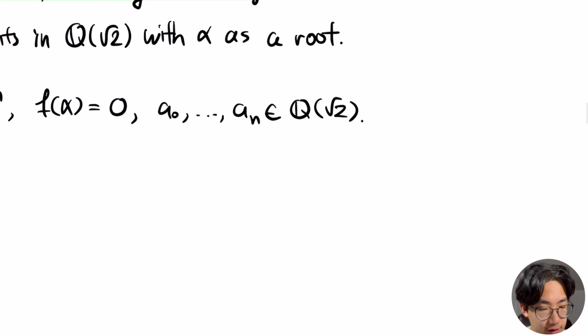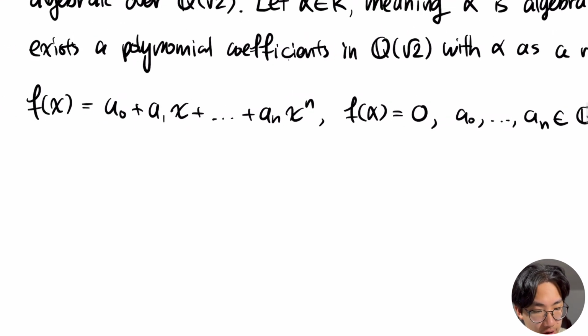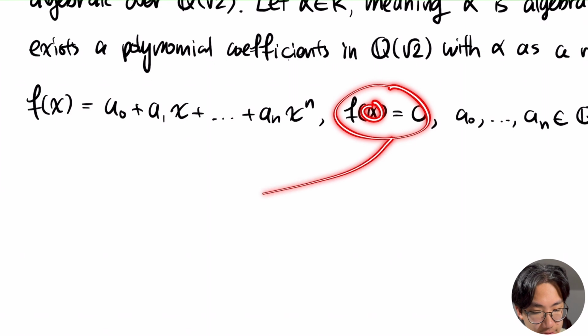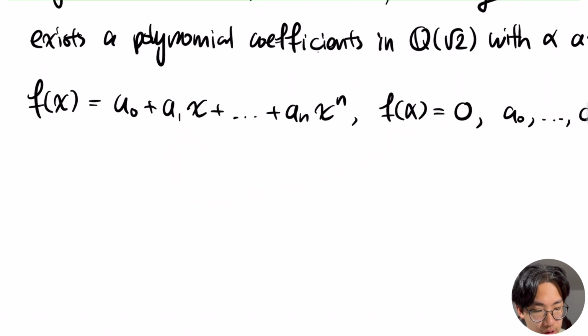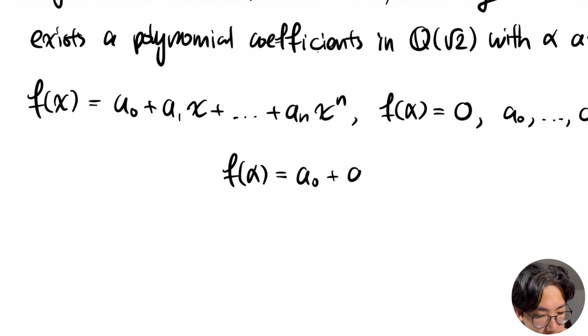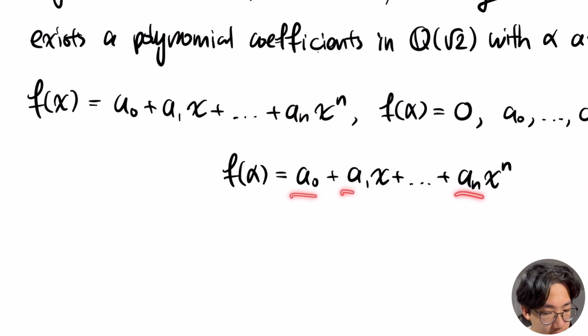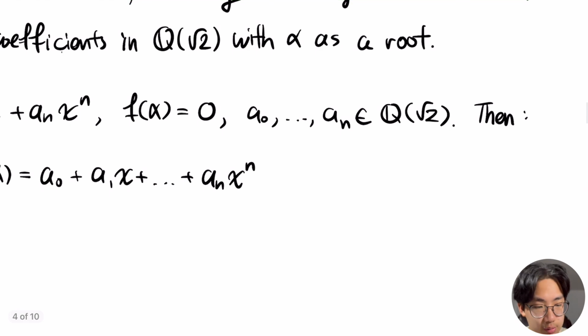So then, we'll start with f of alpha. We'll just work by plugging alpha into this equation over here. So we have f of alpha, which is equal to a0 plus a1 x all the way up to an x to the n. And of course, all of these coefficients, as we noted over here, are again in Q adjoined root 2.